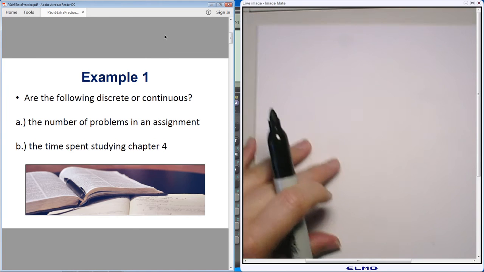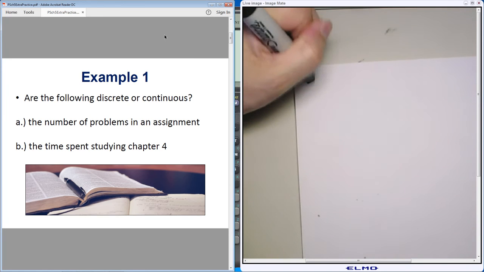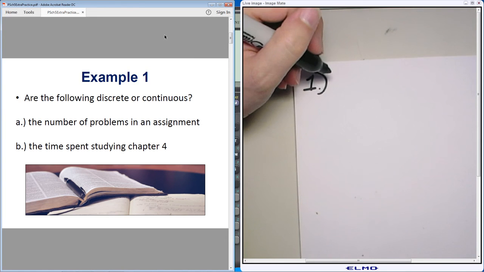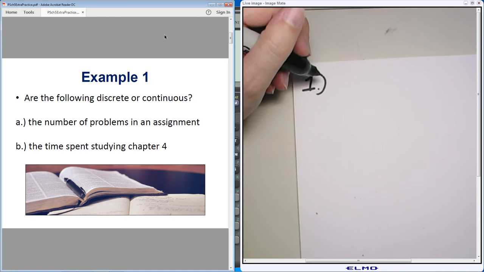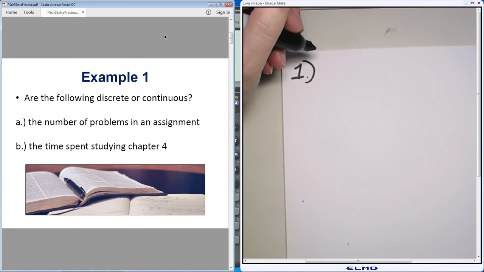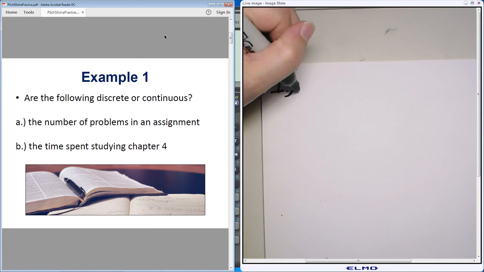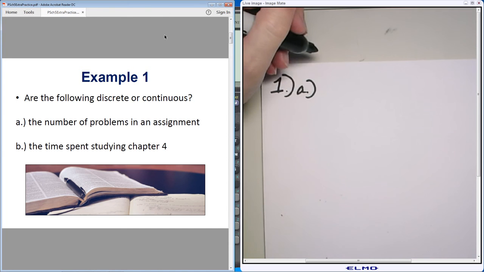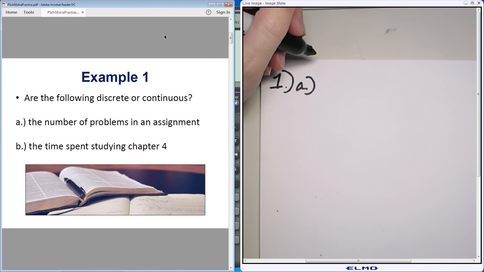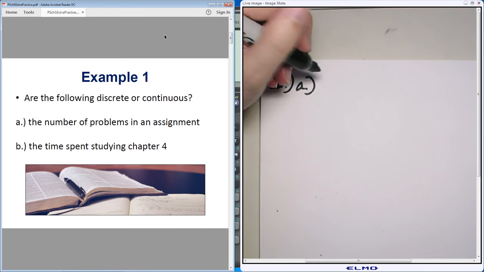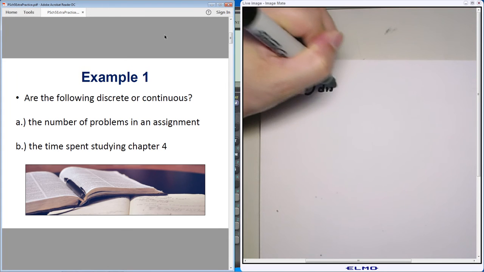Number 1 asks if the following are discrete or continuous. Part A says the number of problems in an assignment. Well, you can count those and they are individually separate and distinct, so that is discrete.